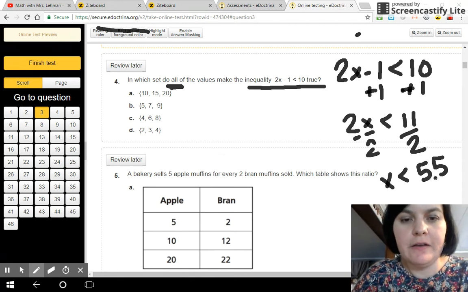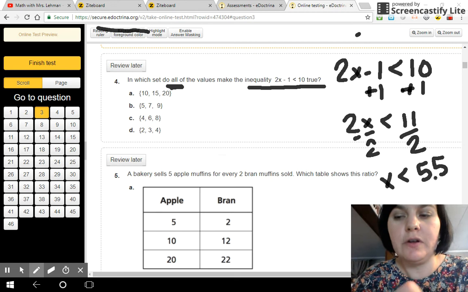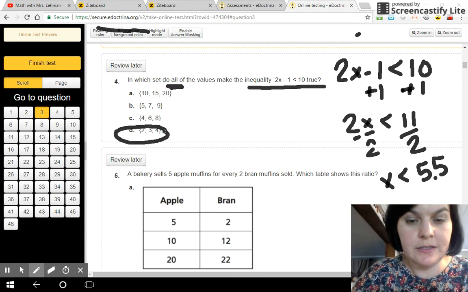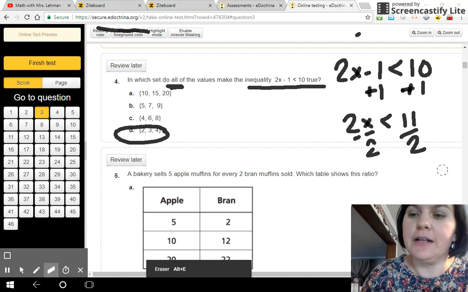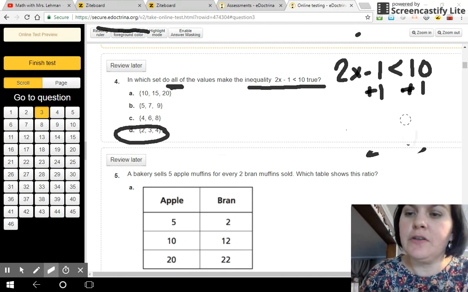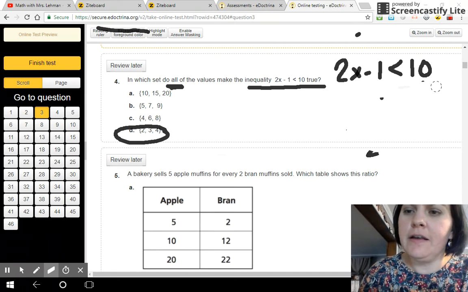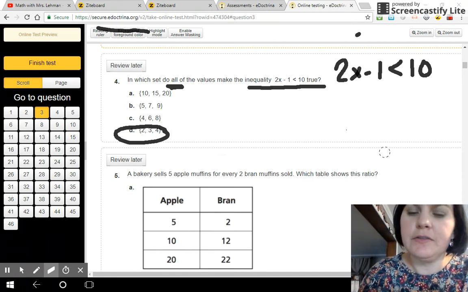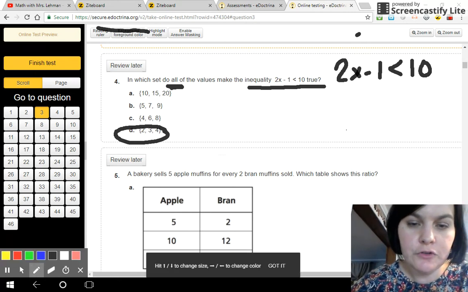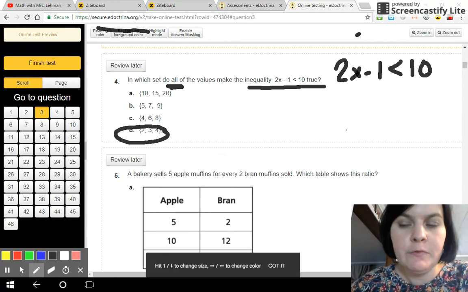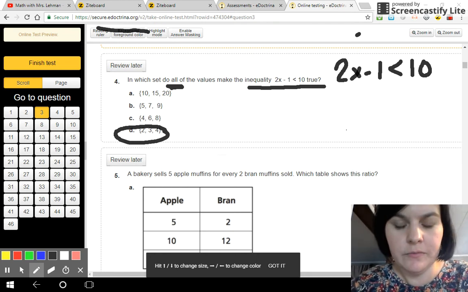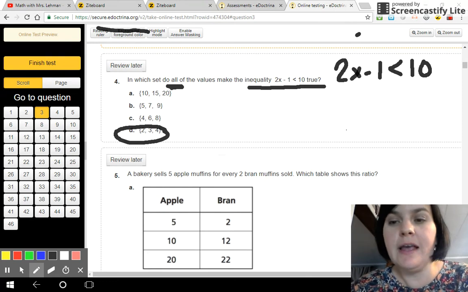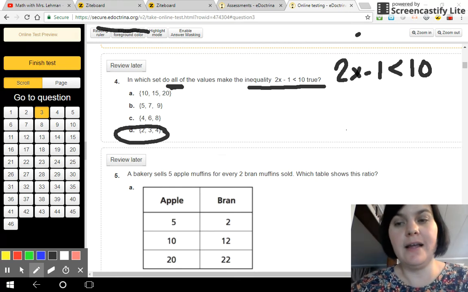So the only option out of A, B, C, and D where all the values are less than 5 1/2, our choice is choice D. So that's your answer. I'm going to show you another way of looking at this. Essentially, you have to make sure that the values in the set are all going to work. So there's a few trap answers here. In choice A, if you plug in 10, 10 times 2 is 20, minus 1 is 19. That is not less than 10.